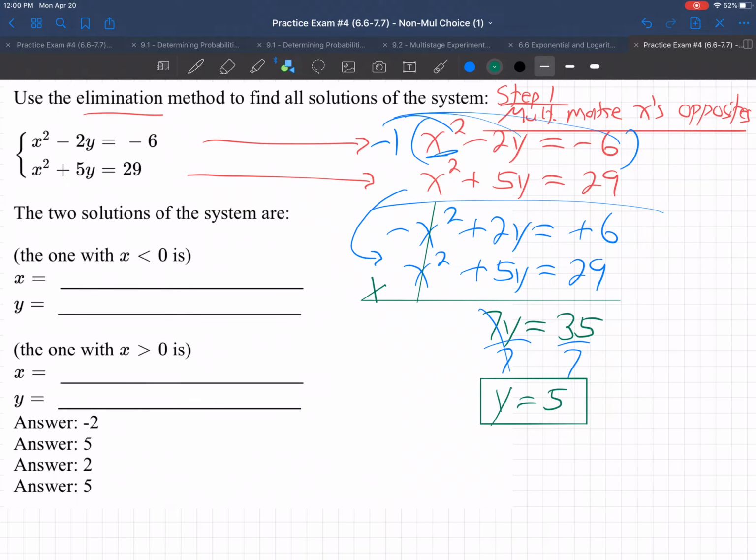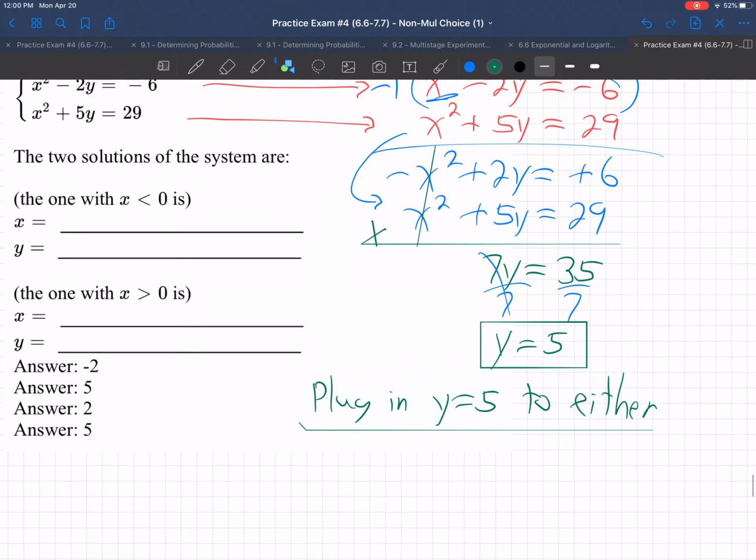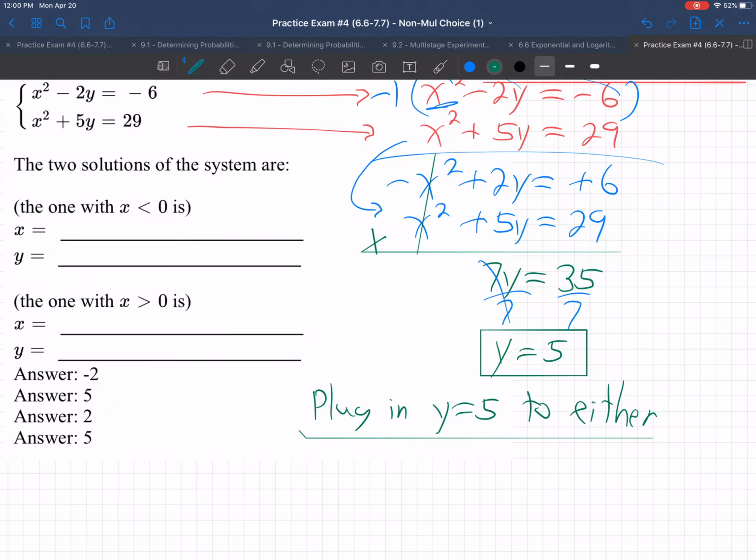So now that I've got y, I got to go back and find x. How are we going to do that? Well, I think you know. We're going to plug in y equals 5 to either equation. It doesn't really matter which one we plug into. So I'll just grab the first one up there. Bring it down here. The first one, x squared minus 2y is minus 6.